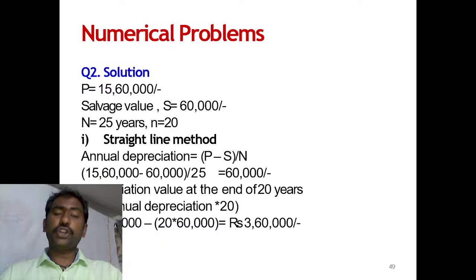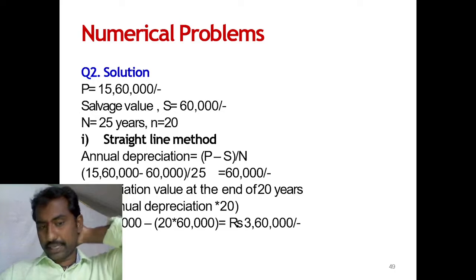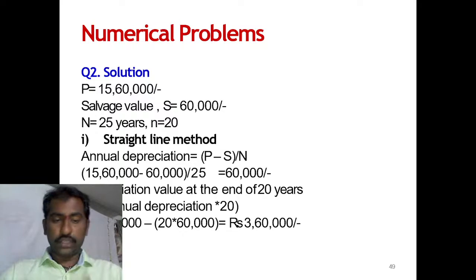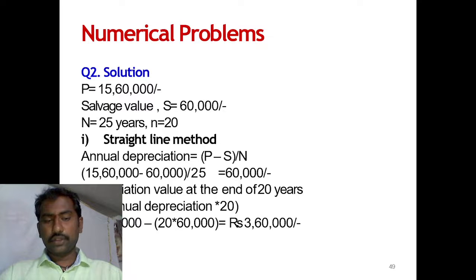20 years. So 20 into 60,000, and this will be subtracted from the total investment cost. Then we can get the depreciation value at the end of the 20 years. So P minus annual depreciation into 20. So 15,60,000 minus 20 into 60,000, that means 12,00,000. Finally we get 3,60,000.